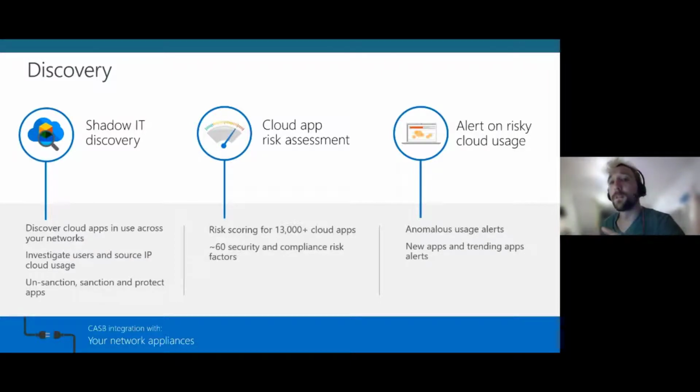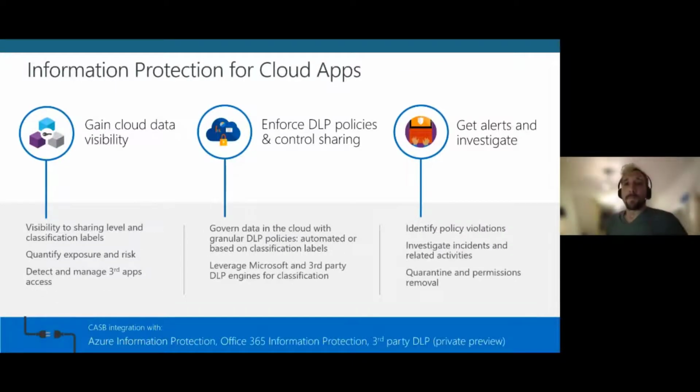So the first pillar, discovery, is really important. Take your time for it. Make sure you assess enough, and then you can move on to the second phase. Information protection for cloud apps is also really, really important. What can you do? Gain cloud data visibility, enforce data loss protection policies and control sharing, of course. And again, get alerts and investigate. It's always the same flow. We'll get alerts at the first phase, and you can block at the second phase.